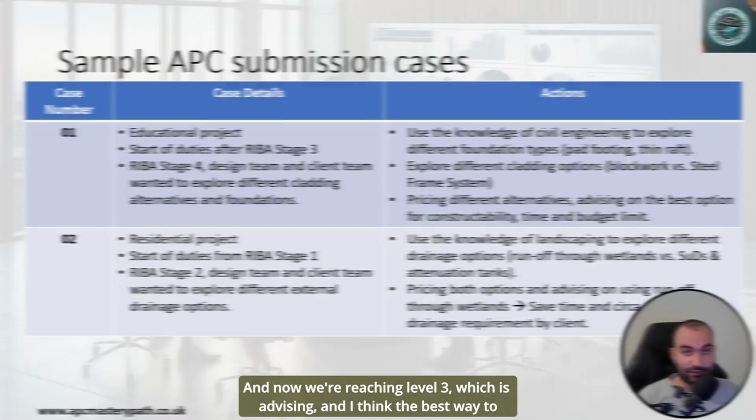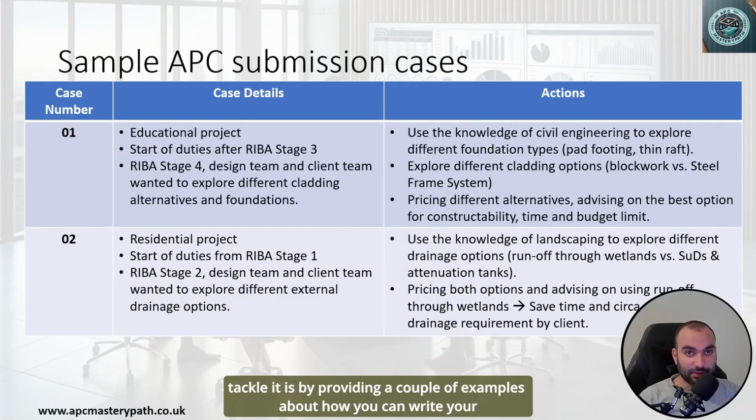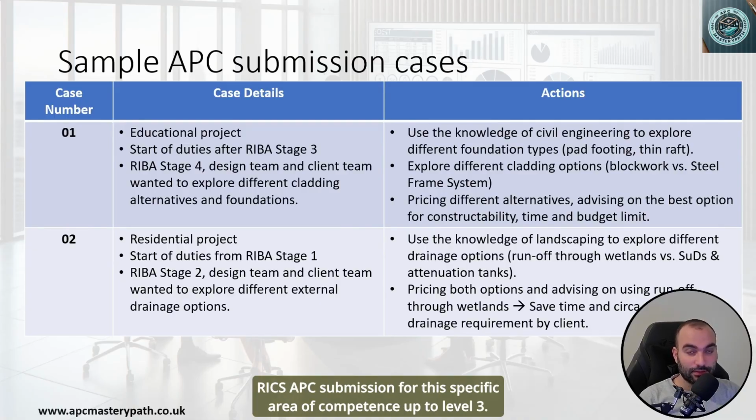And now we're reaching level 3, which is advising, and I think the best way to tackle it is by providing a couple of examples about how you can write your RICS APC submission for this specific area of competence up to level 3. So the first example is about an educational project, and the quantity surveyor started working on this project after RIBA stage 3, which is coordinated design, and in RIBA stage 4, which is detailed design, the client wanted to explore a couple of options concerning foundations and cladding.